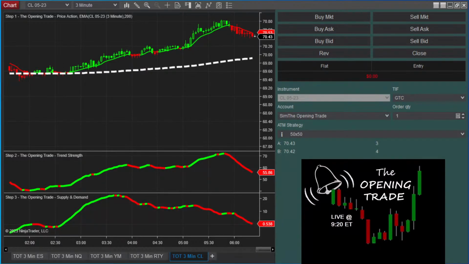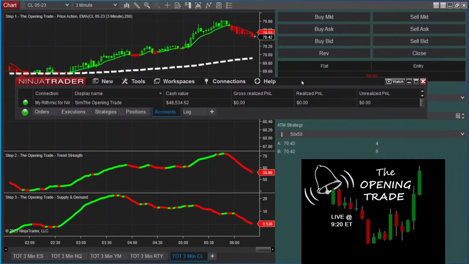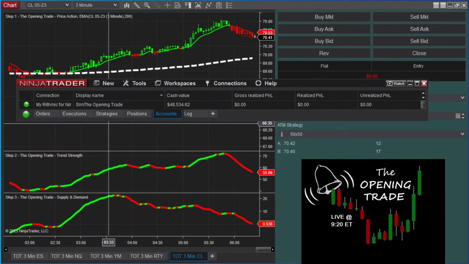All right, let's do this. Here we go. Here is our current sim balance. So here we go, the opening trade.